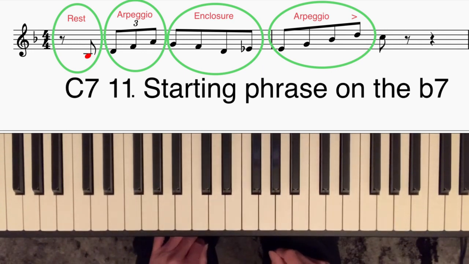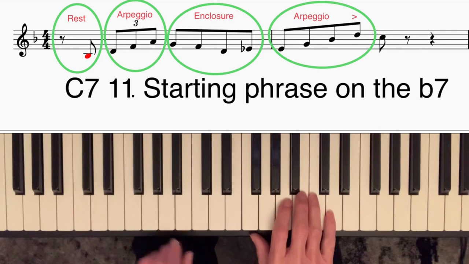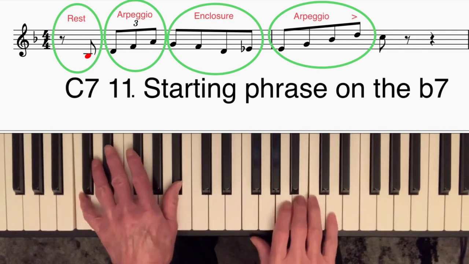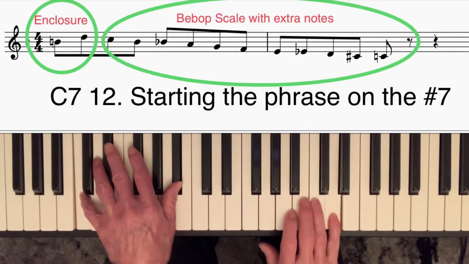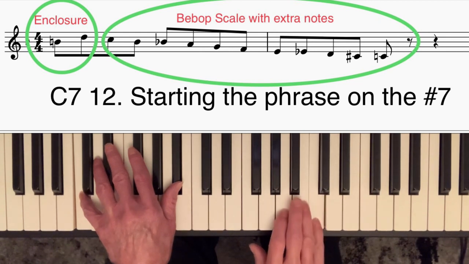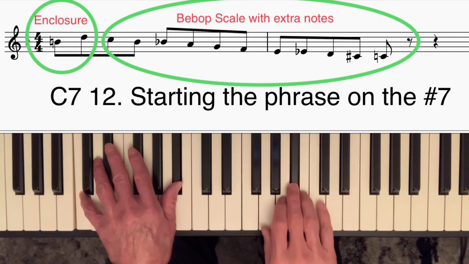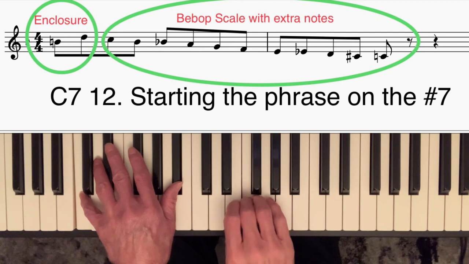Okay, so we're on to the last one now, starting on the sharpened 7th. And what I did here was go from the sharpened 7th up to the 9th, back down a step. So I'm now back on track with a chord note C on the downbeat, down the bebop dominant scale. And then I carried on putting these extra notes in, the little bit of chromatic scale.